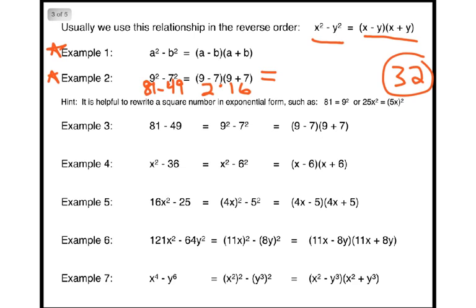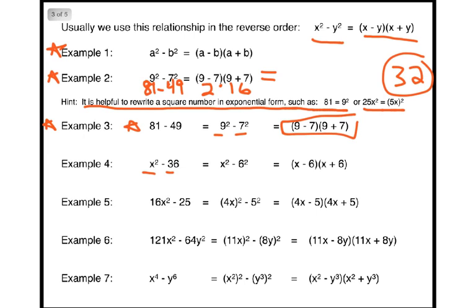Here are some more examples. And keep in mind, it is helpful to rewrite a square number in exponential form, such as write 81 equals 9 squared, or 25x squared as (5x) squared. So let's consider more examples. 81 minus 49 is really 9 squared minus 7 squared, and you can use the difference of squares rule.